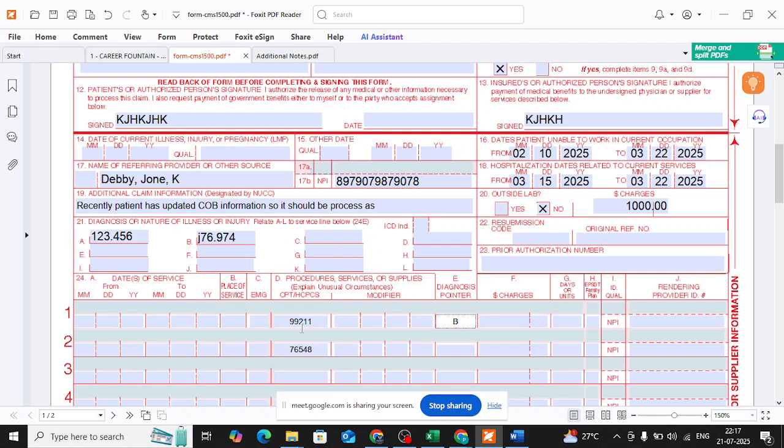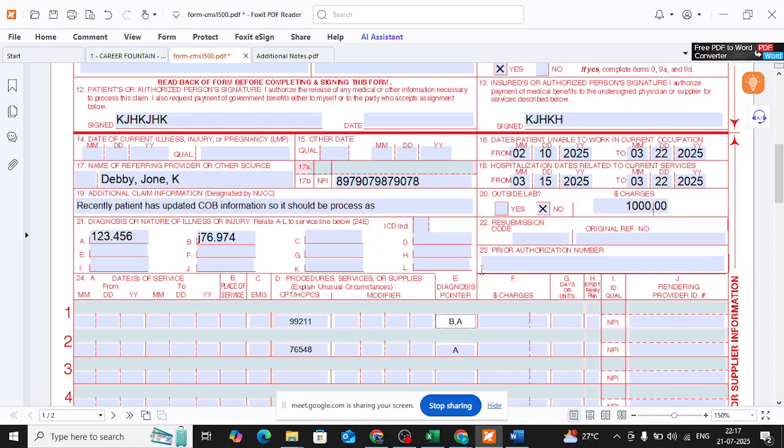So B means for this procedure code, this is the diagnosis code. It might be possible that this procedure code has two diagnoses. There is no sequence. So B and A means these two diagnosis codes are related to this procedure code. For this one, maybe it is A only, like this up to L. If required, the diagnosis code will be there and the related pointers will be entered in front of the procedure code.